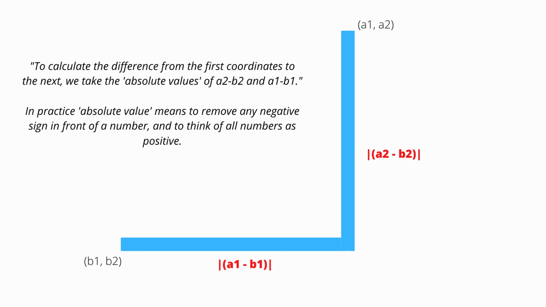To calculate the difference from the first coordinates to the next, we take the absolute values of a2 minus b2 and a1 minus b1. Now, absolute value might be a different term to you guys, but in practice, absolute value means to basically remove any negative sign in front of a number and to think of all numbers as positive. But the definition I like to go by is that the absolute value of a number is how far away it is from 0. For example, minus 10 is as far away from 0 as positive 10 is. So the absolute value of 10 is 10, and the absolute value of negative 10 is 10.